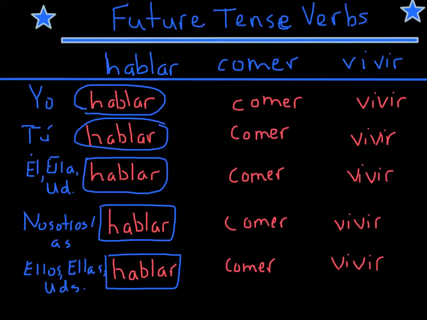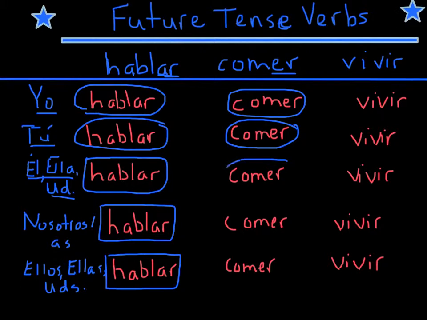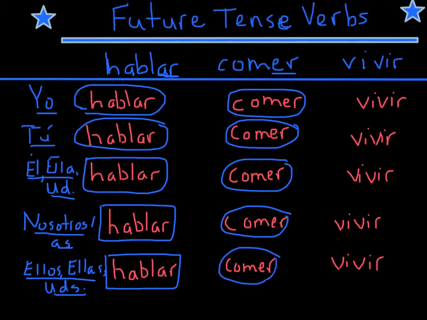For the ER verbs, you do not treat it any differently from AR verbs in that next to the yo form, you right away rewrite the entire word comer. Next to the tú form, you rewrite the entire word comer. Next to the él, ella, usted form, you rewrite the word comer. Next to the nosotros, nosotras form, you rewrite the word comer. And next to the ellos, ellas, ustedes form, once again you write comer.